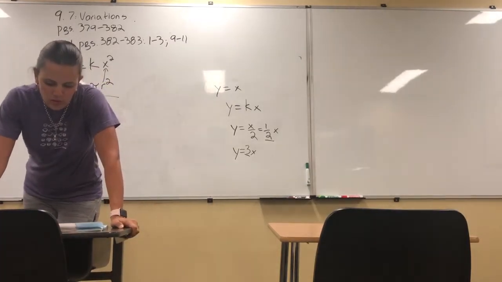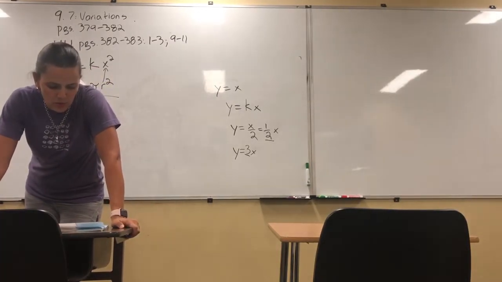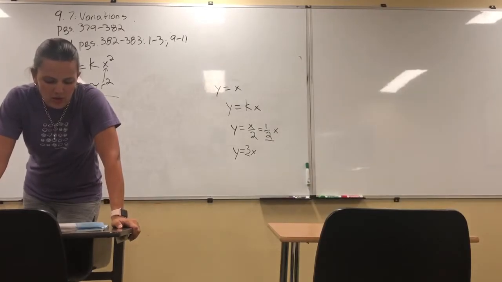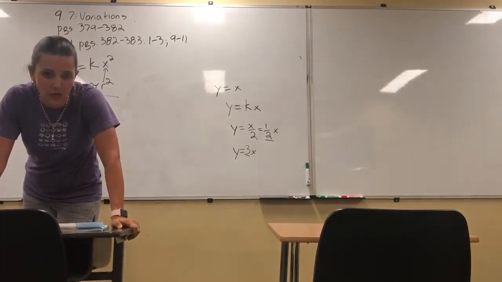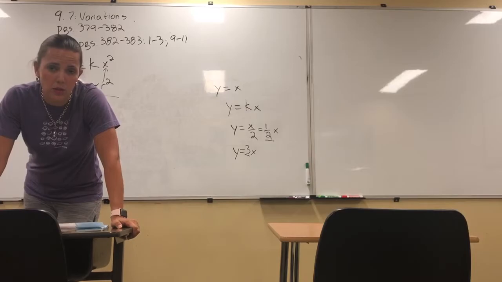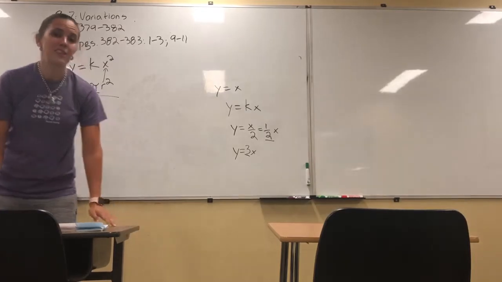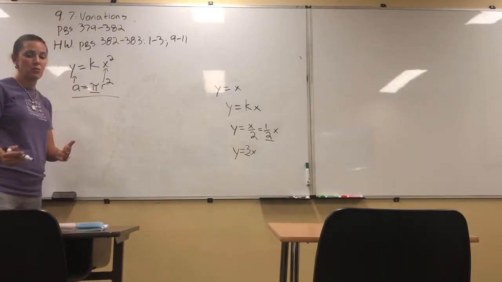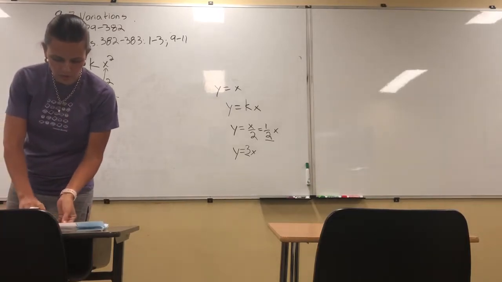Example 2 is similar to that. Again, you have something varying directly. Now in that case, they're actually giving you a value for x and a value for y, and you're plugging them in in order to find k. In the previous case, we knew what k was. Now we're trying to find it. So let's do that one real quick, okay?